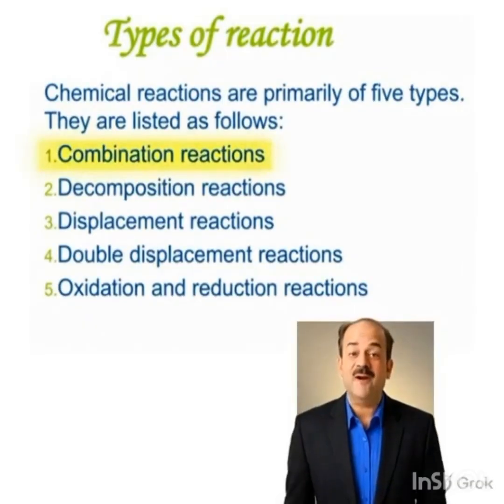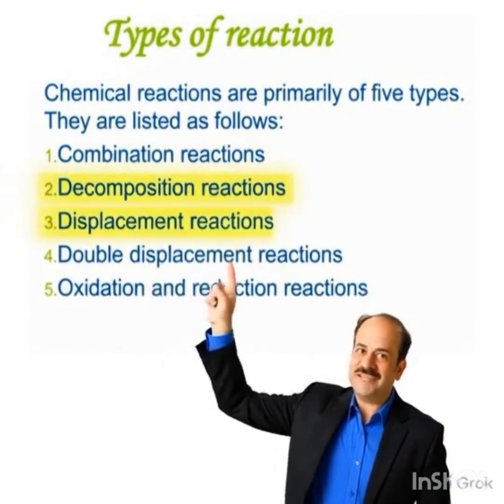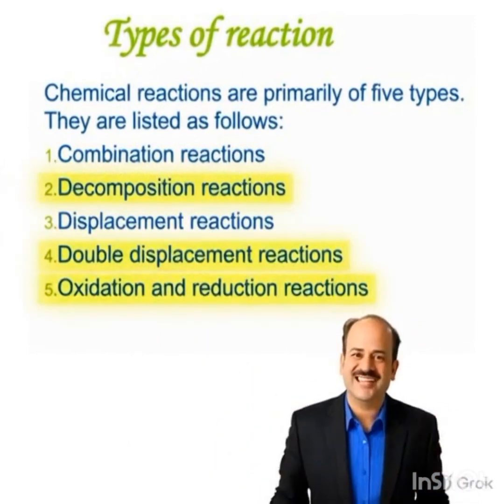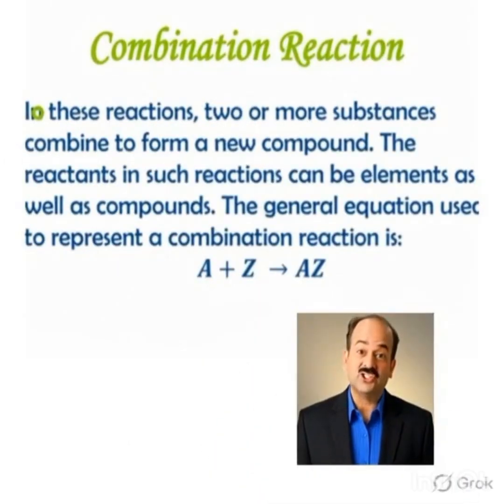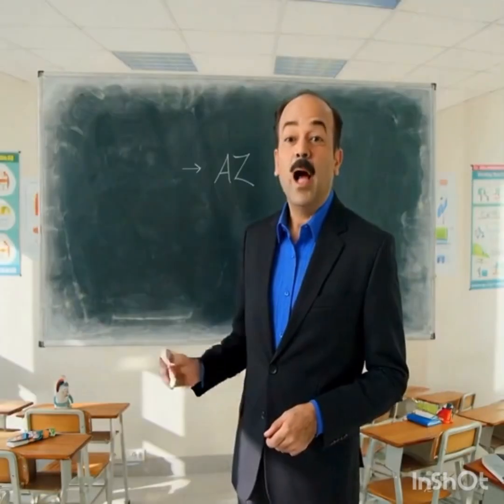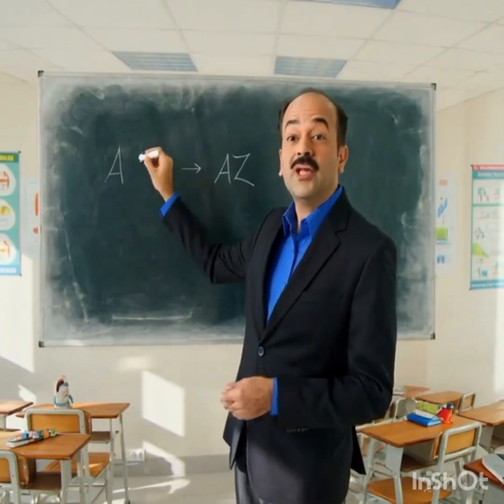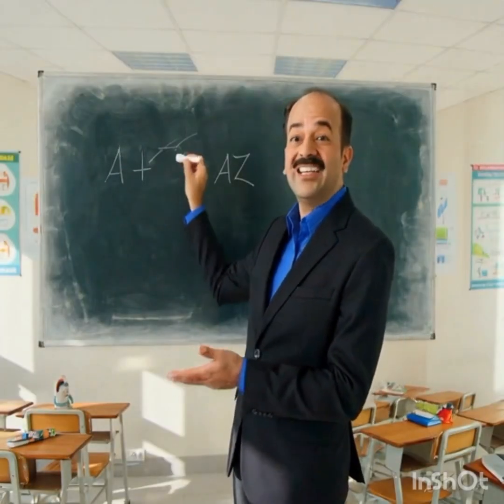Chemical reactions are primarily of 5 types. They are combination reactions, decomposition reactions, displacement reactions, double displacement, and oxidation reduction reactions. In a combination reaction, 2 or more substances combine to form a new compound. We represent this with the equation A plus Z yields AZ.